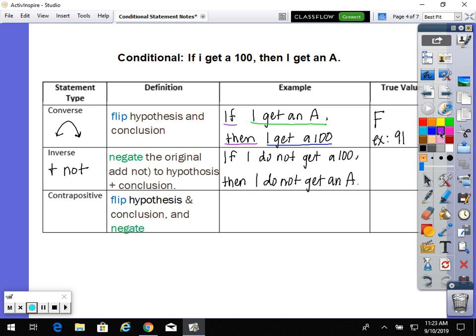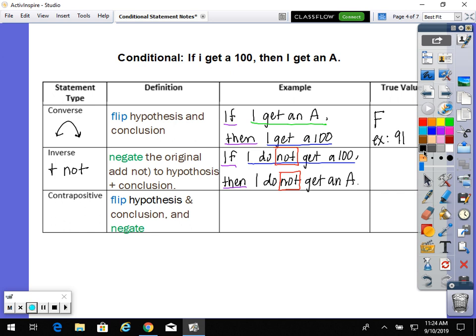And let's go ahead and underline in purple the if and the then, and then our hypothesis in blue, "I do not get a 100," our conclusion in green. And then I'm going to add a color to it, red, and I'm going to box where we have negated our statement, so not and not. So now we're going to analyze our statement and find the truth value.